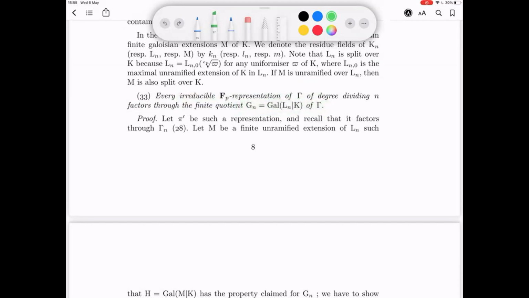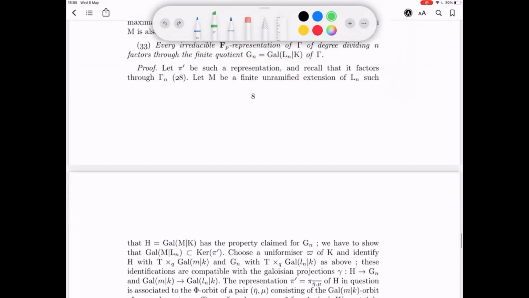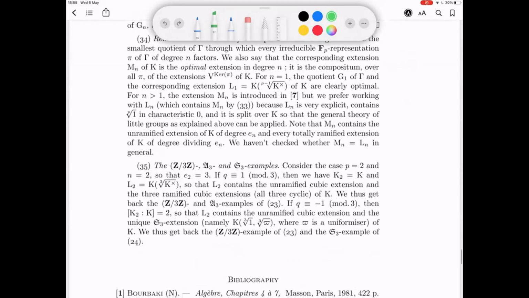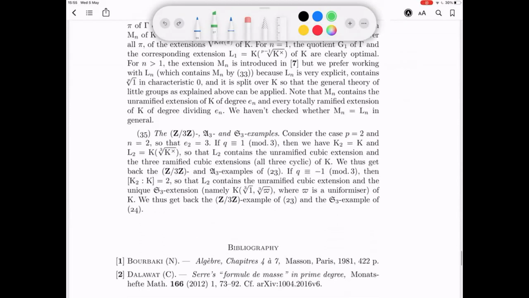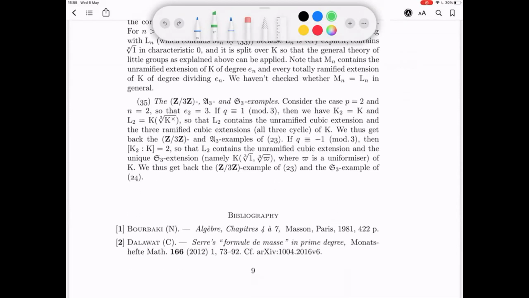Okay, so let's look at those three examples. We had examples of the cyclic groups and an S3 example. And so the final thing that we can do today is to look at these examples. But before that, are there any questions?